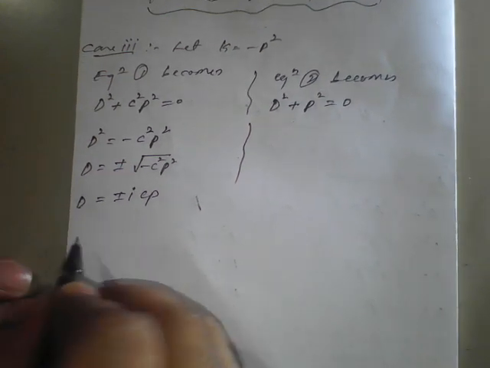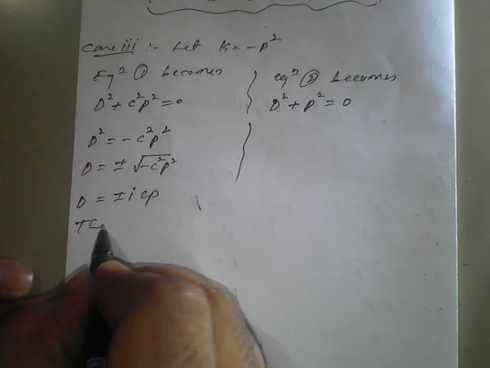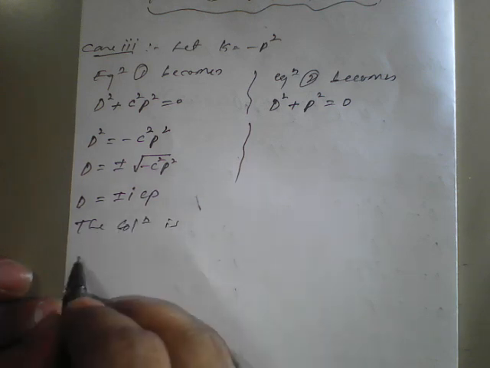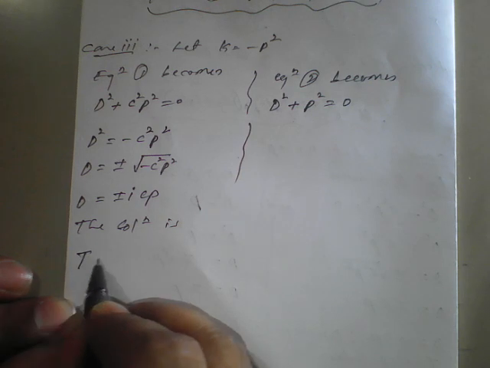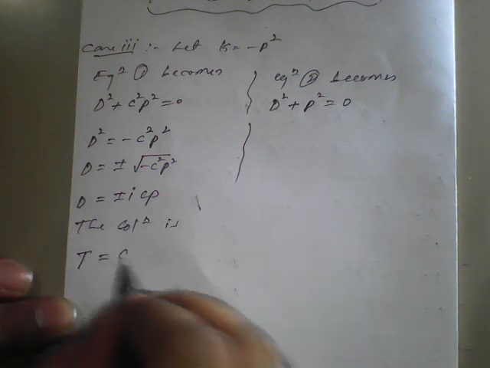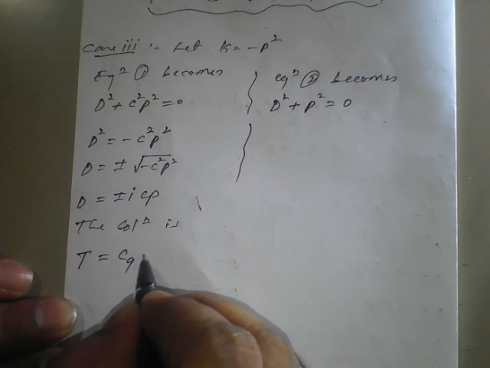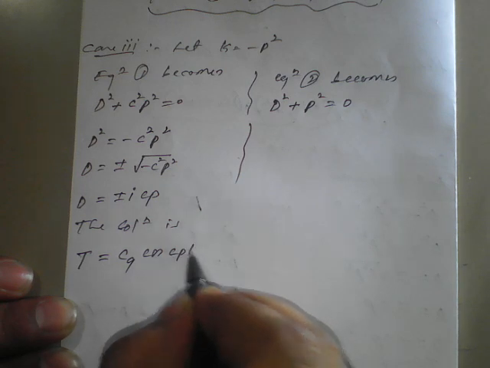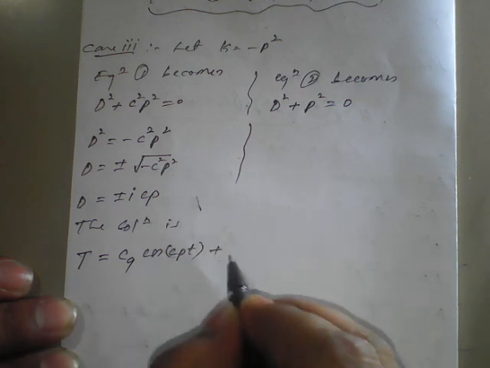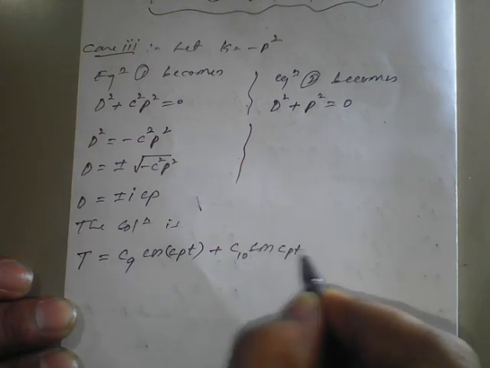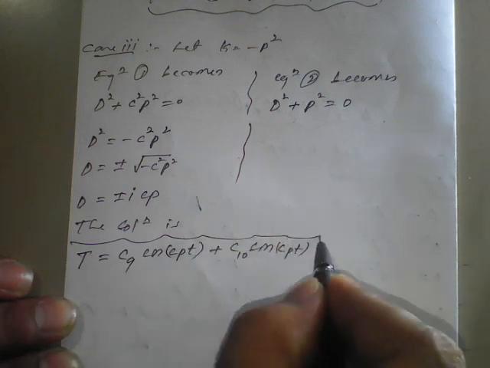So therefore our complementary function or the solution is, what happens here, it will become capital T is equal to, with no real part, directly, so we have completed up to C8. I will continue. C9 cos of cpt plus C10 sin of cpt. This is a solution for T now.